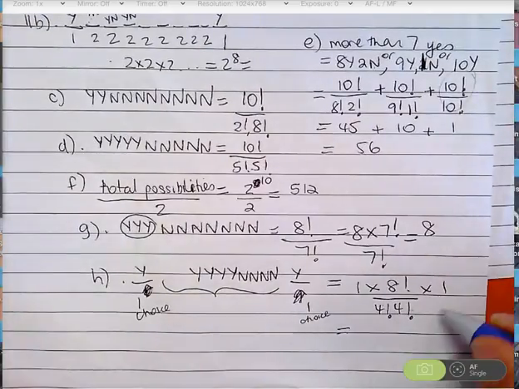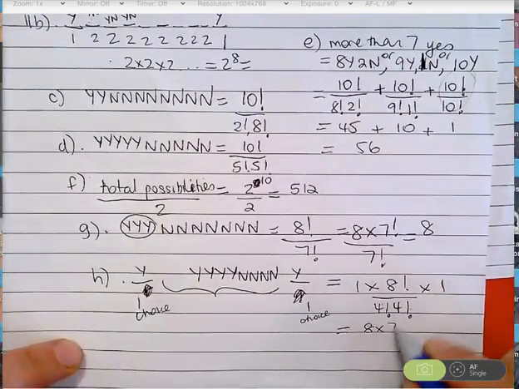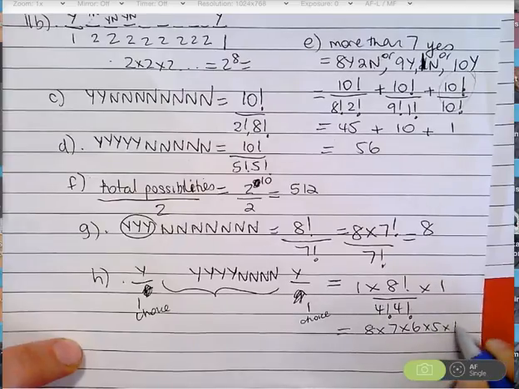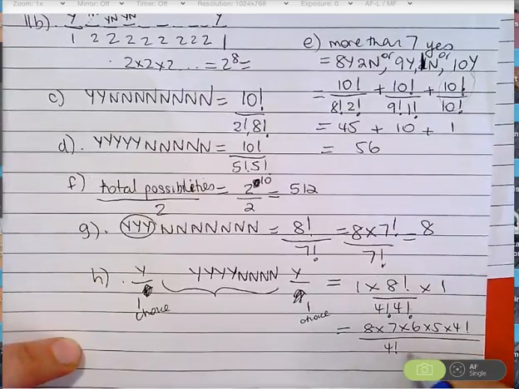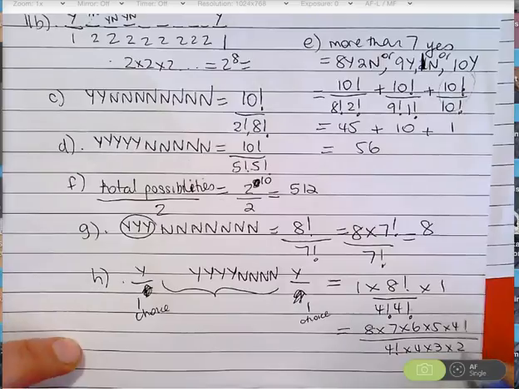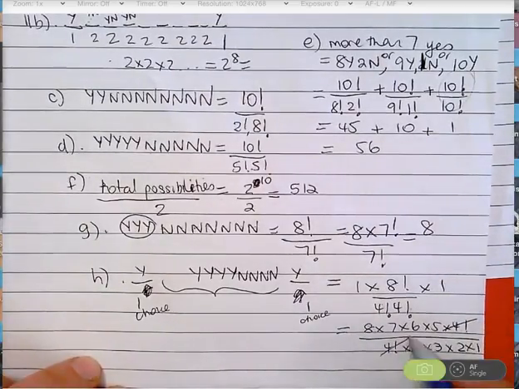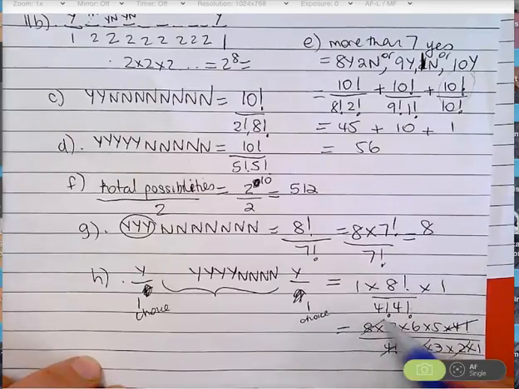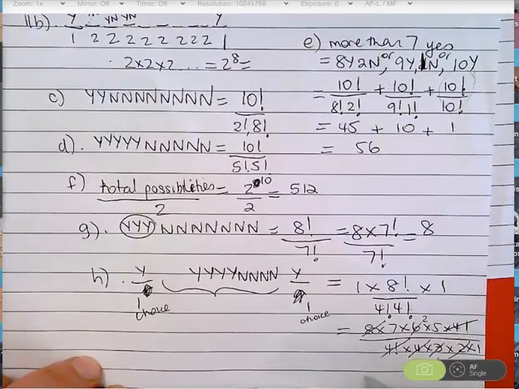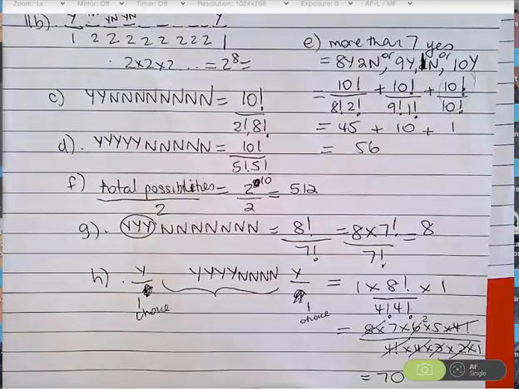Whatever it is, how would you work that out? 8 times 7 times 6 times 5 times 4 factorial over 4 factorial times 4 times 3 times 2. You know how I showed you yesterday? Swap, cross, 4 times 2 is 8, 3 goes into it, it's 70. You can use your calculator.